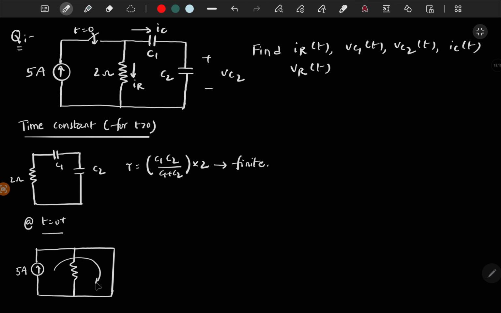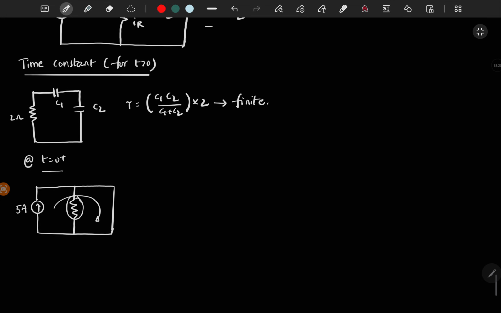So all the current flows through these capacitors, and this will be negligible because of the short circuit across the parallel branch. Since finite current is flowing through the capacitor, there will be no sudden change. So this 5 amps will flow through both the capacitors. So Vc1 of 0 plus is equal to Vc2 of 0 plus is equal to 0 itself, which is the initial value, and IC1 and IC2 both are 5 amps.